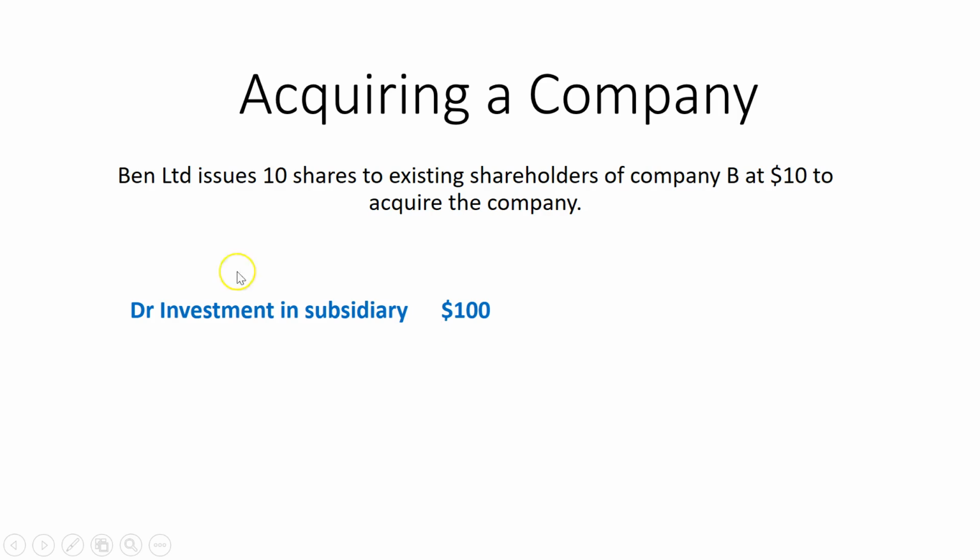So the way we record this is we debit the investment in the subsidiary for Ben Limited, so that's $100 because that's how much was paid effectively, and we'll credit the share capital of $100. Basically, if Ben Limited paid cash, then we would simply credit cash instead of share capital.